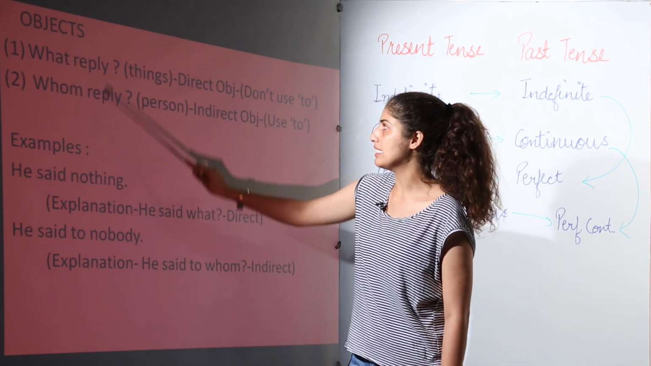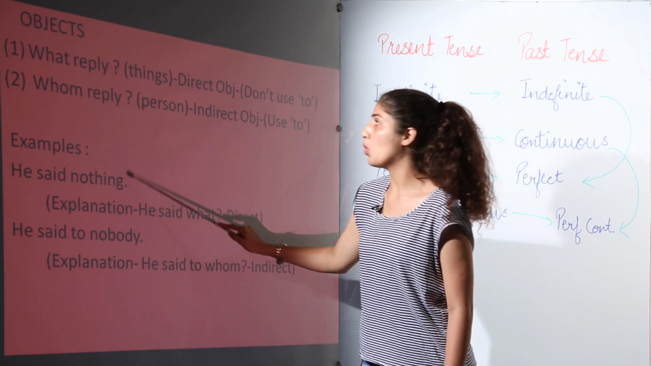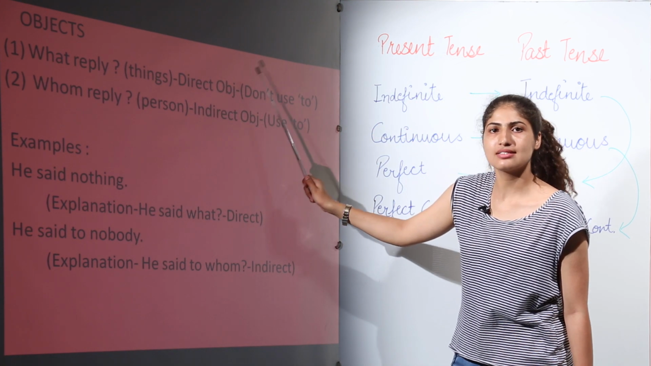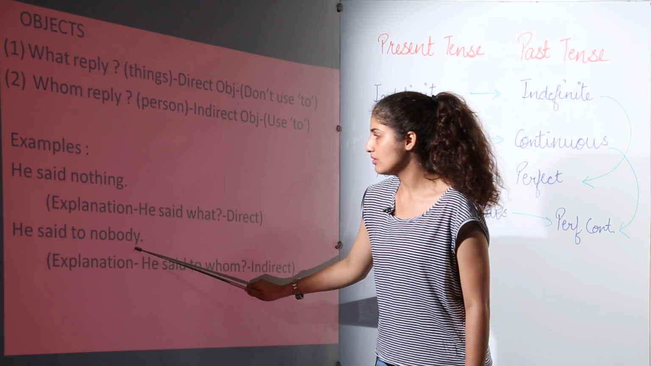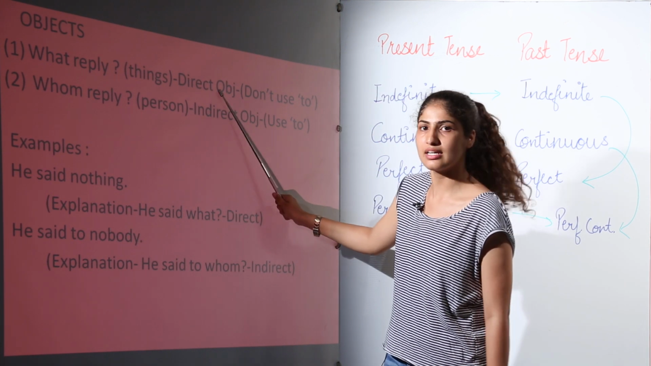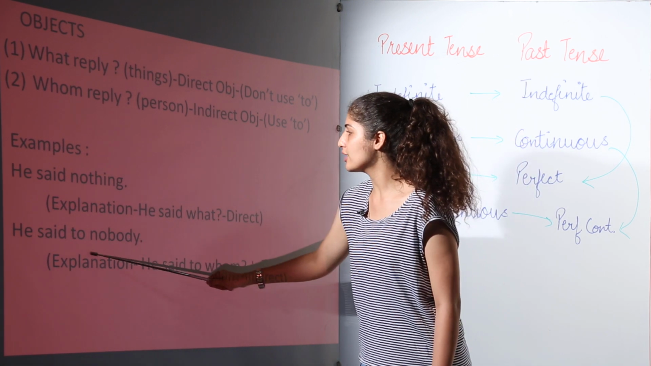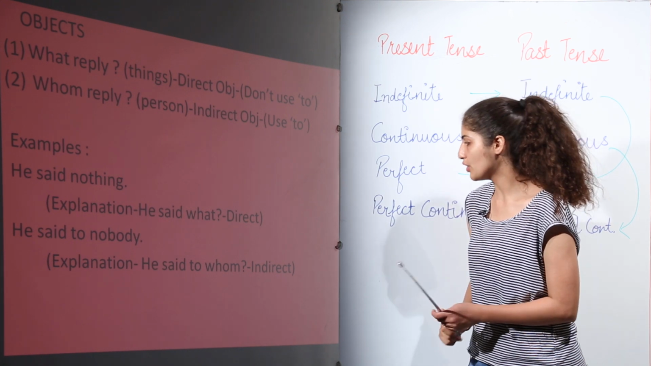Now just interpret it. He said whom? No reply. He said what? Nothing. That means it is a direct object, and when it is a direct object, we cannot use to here. Next, he said to nobody. Now just find whether it is direct or indirect. He said to what? No reply. He said to whom? Nobody. Therefore, it is an indirect object, so we'll use to here.